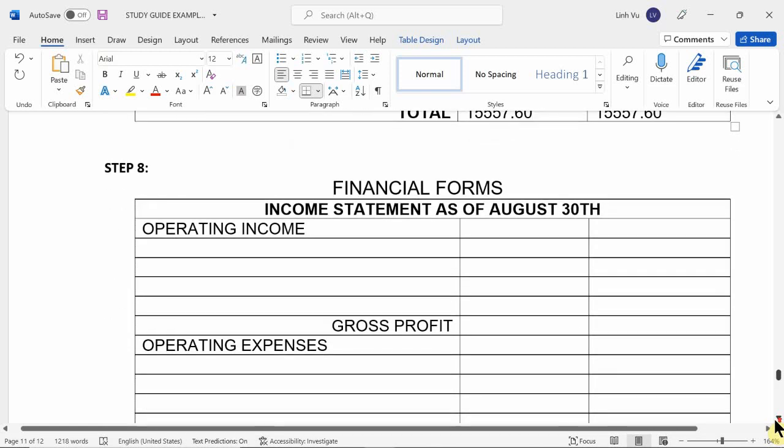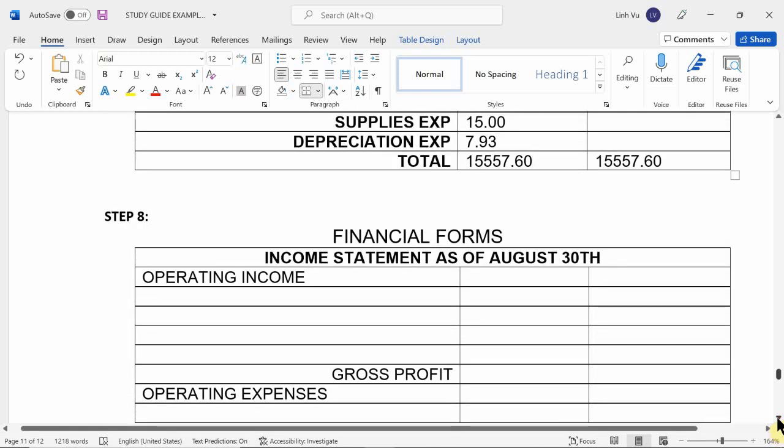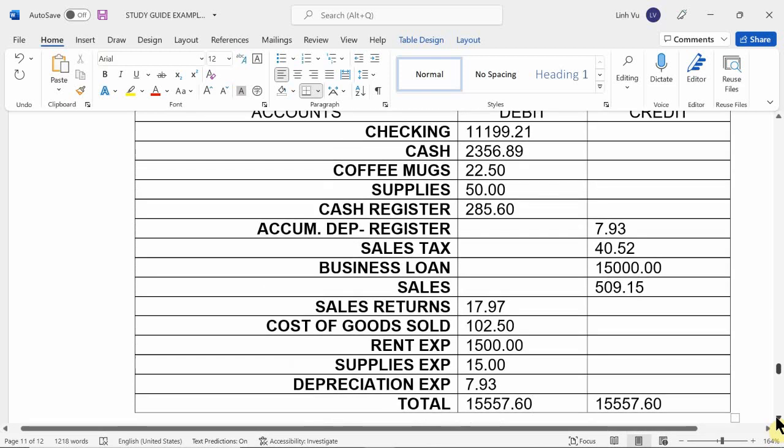Now it's going to be step 8, which is the financial statements. Okay, so financial forms. Because the complexity of your accounts isn't as massive as Coffee Cafe, you're fine just using all these accounts because this is going to give you pretty much everything that you need.